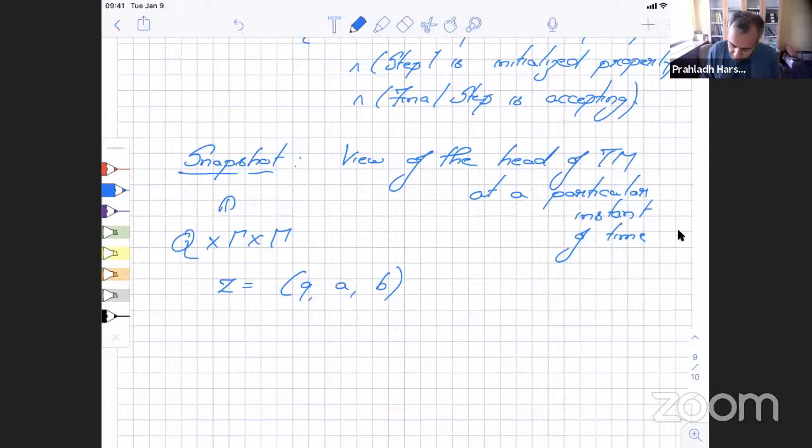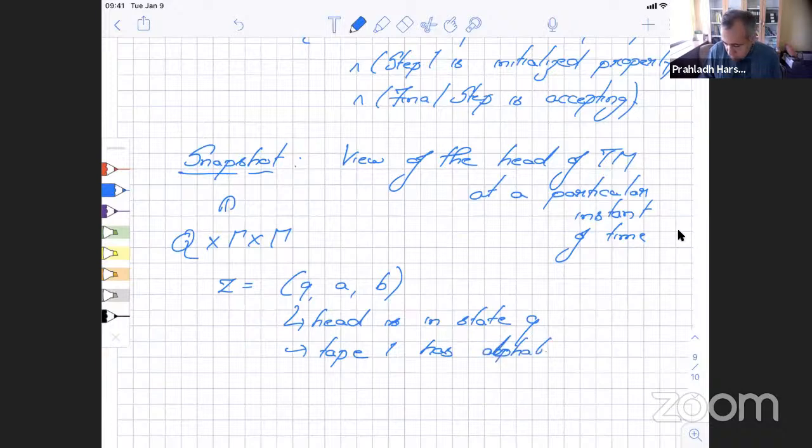This means the head is in state Q, and tape 1 has letter A under the head, and tape 2 has letter B under the head.